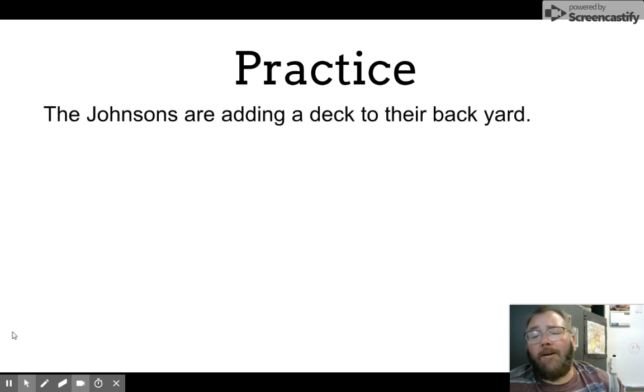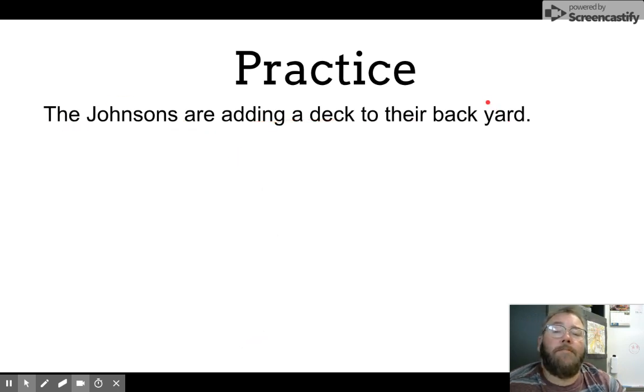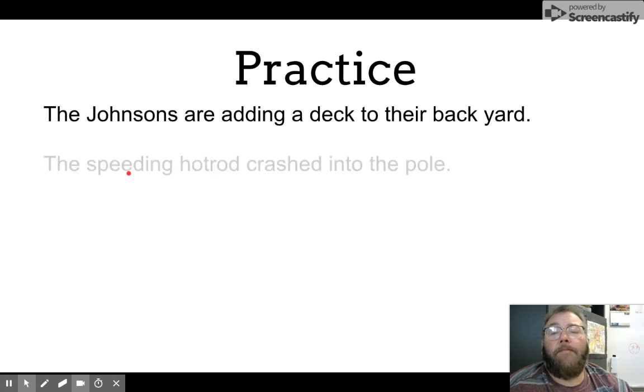The Johnsons are adding a deck to their backyard. Let me grab my pointer here real quick. The Johnsons are adding a deck to their backyard. So what's the action in the sentence? It's adding, right? So who's doing the adding? The Johnsons. So your first subject there is Johnsons.